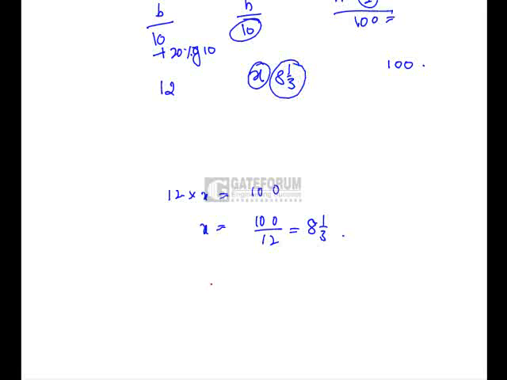So there is a decrease of 2 by 3. Sorry, 1 2 by 3. So there is a decrease of 1 2 by 3, which is nothing but 16.67%. So the answer is option B.